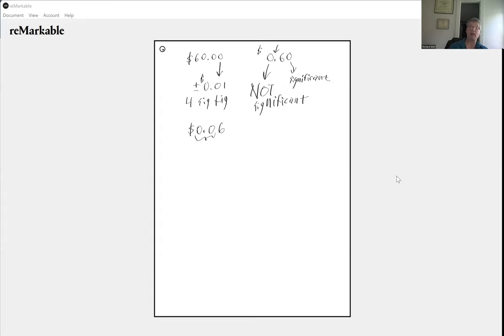In this example, I have 6 cents. Neither of those zeros are significant because I needed them. They are important to place the decimal point. They're important for you to know that I'm talking about 6 cents, not 60 cents, not $6. They're important, so they are not significant. Obviously, the non-zero number is significant.